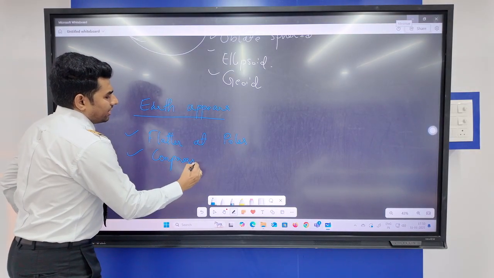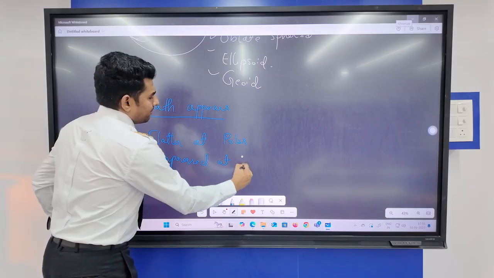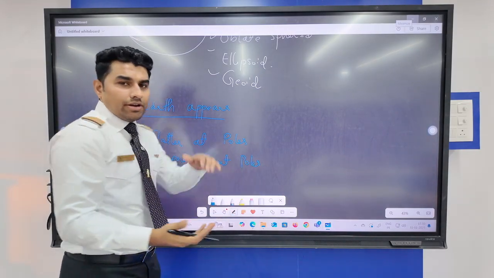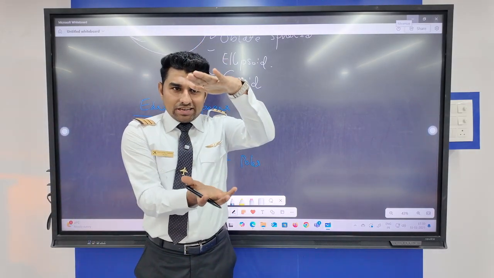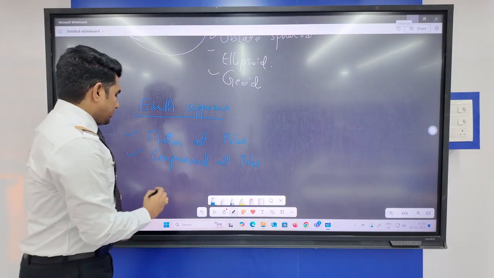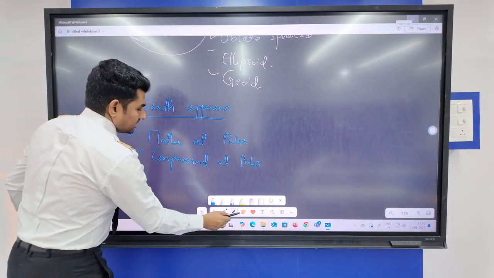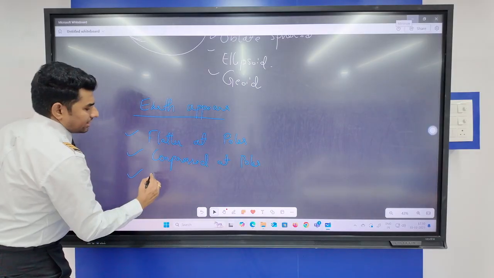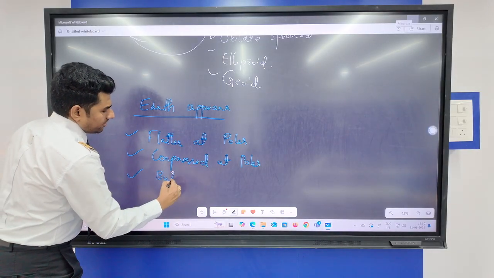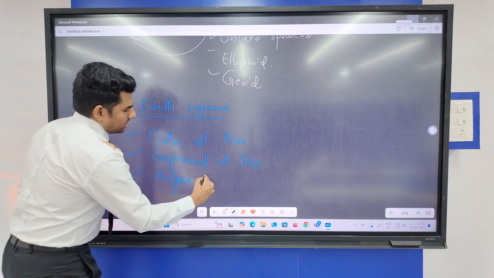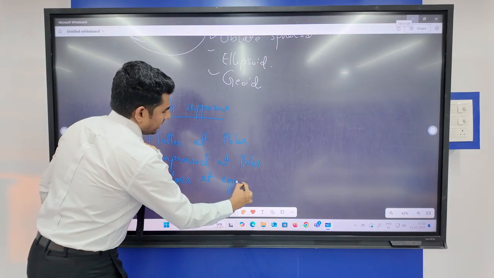You can also say compressed at poles, isn't it? It looks like being compressed. That is the compressed at the poles. Third thing they can consider and ask you here in the exam is nothing but it bulges at equator.